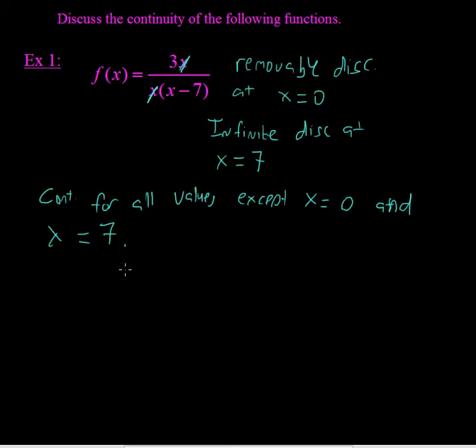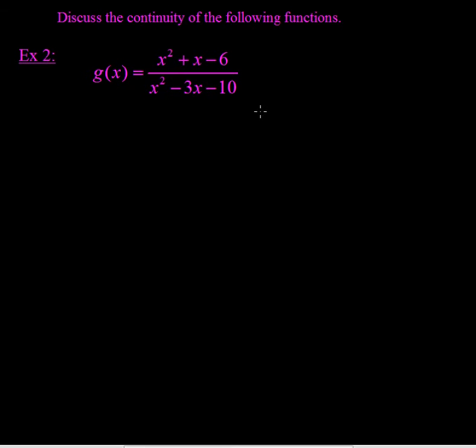A little easier writing on paper than it is writing on this little board here. But let's go on to the next one. They want us to discuss the continuity again. So again, this is a polynomial on the top and a polynomial on the bottom. And so roughly, normally that will give us a continuous function, except for possibly any points where the denominator is equal to 0. So if you factor the denominator, I like to just do it right below it.